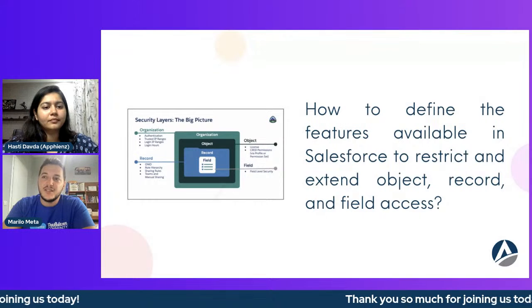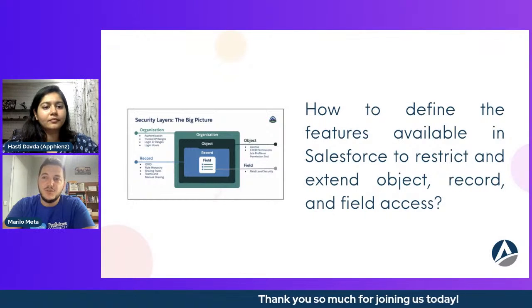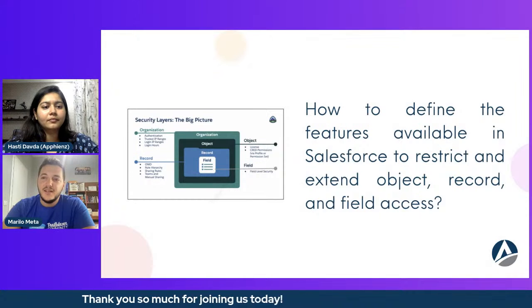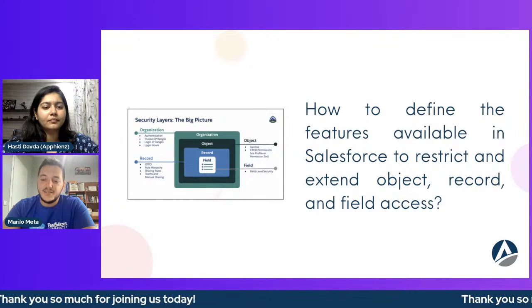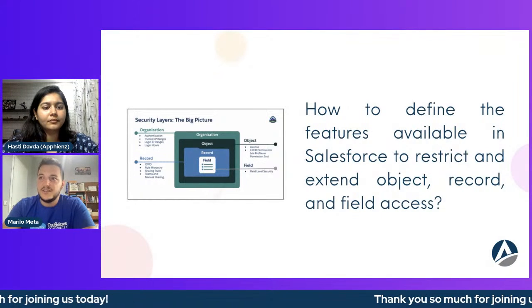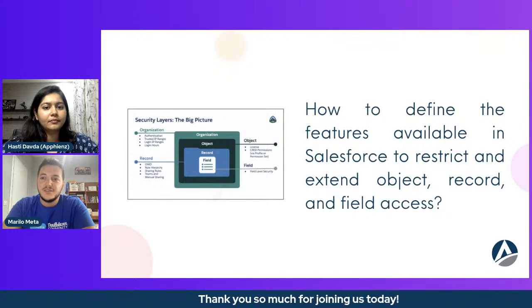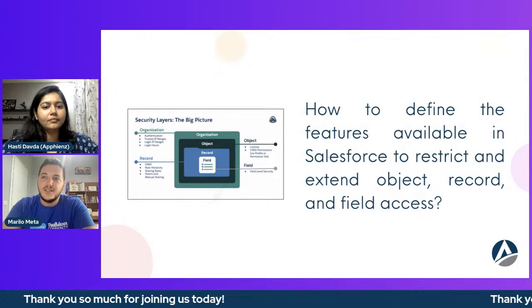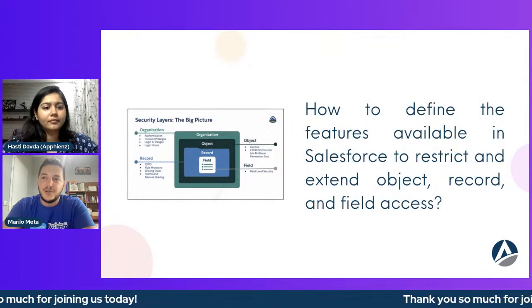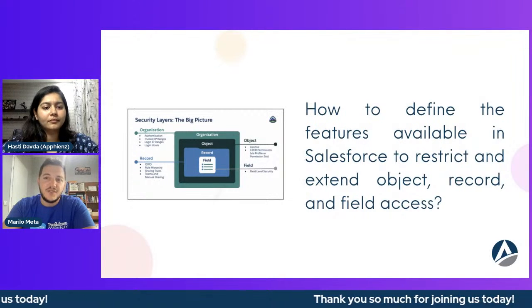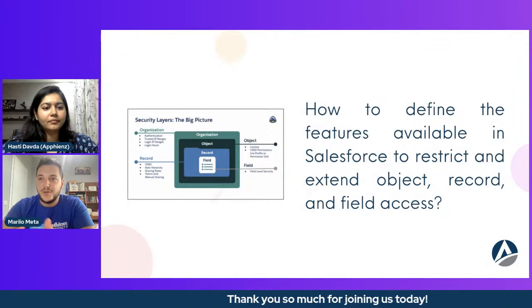If you don't have access to the object, you also don't have access to the record. For example, the second record in the object account, you cannot see if you don't see the object. So these are the layers of security. You start with the organization. If you don't have access, of course you cannot get into the platform.